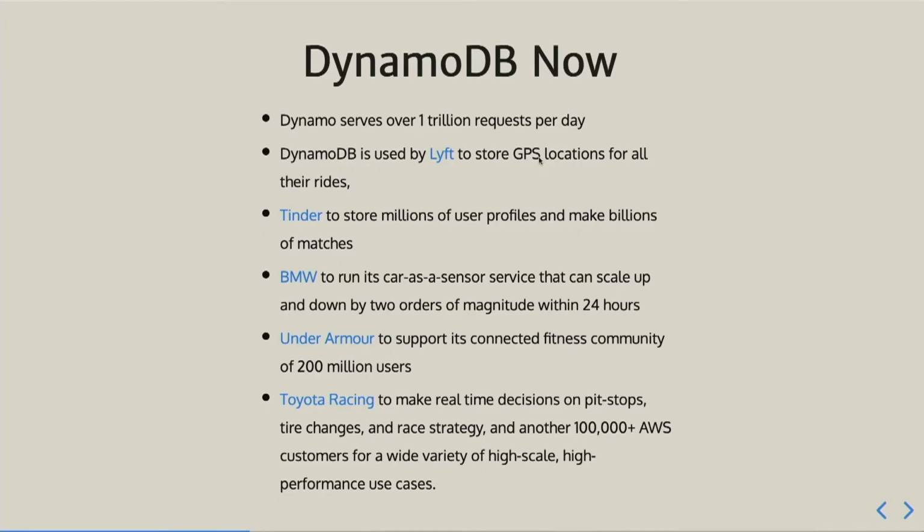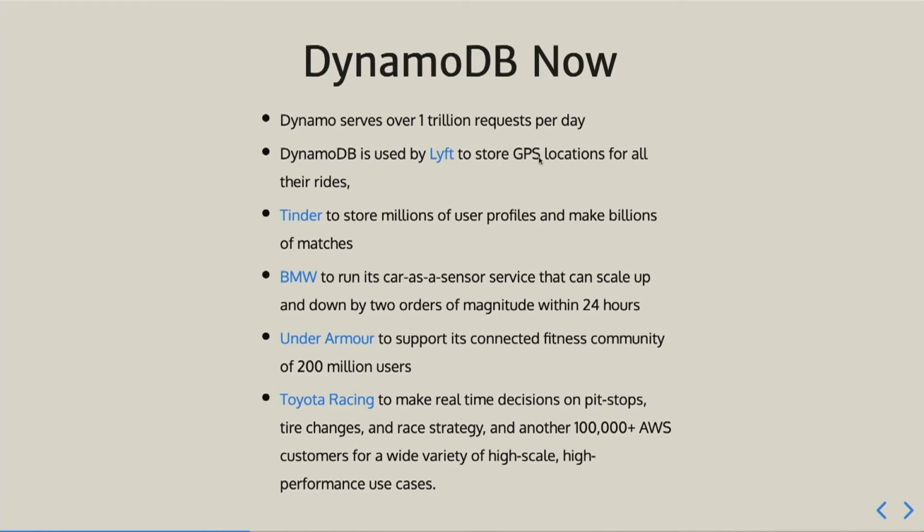Since then, Dynamo now serves well over 1 trillion requests per day, and it's used by companies all over the world, from multinational conglomerates to small startups. The likes of Lyft use it to store GPS locations for their rides. Tinder uses it to store millions of user profiles and billions of matches.